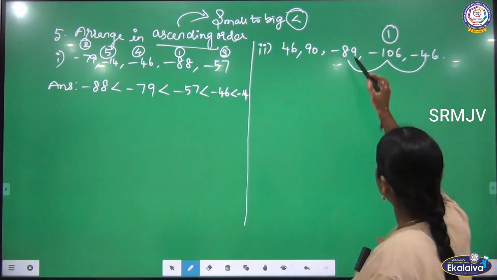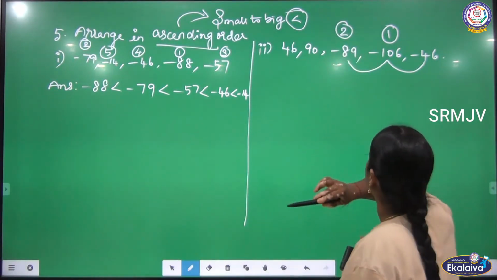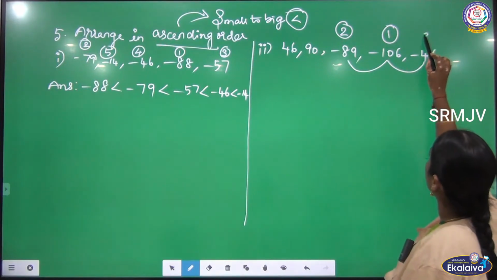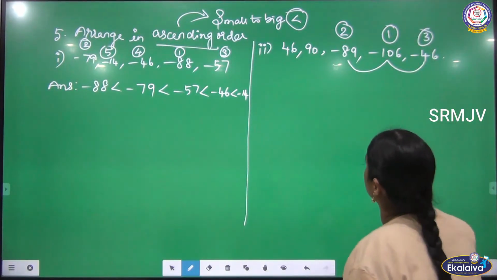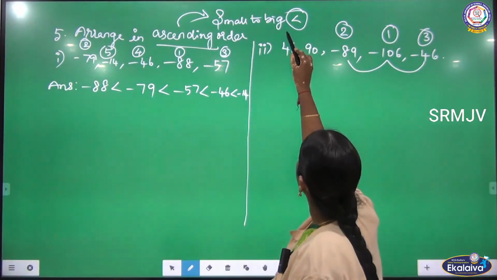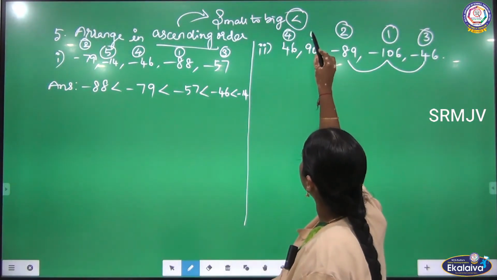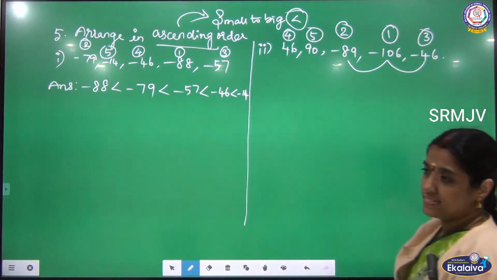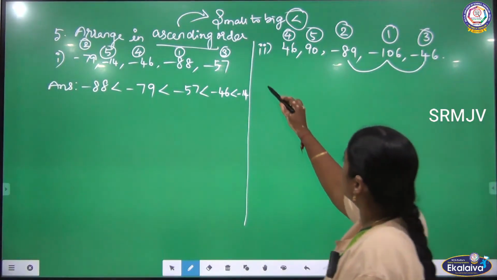And the next one is what? Minus 89. And third one is what? Minus 46. Here you are comparing the positive integers. So fourth one is 46 and fifth one is what? 90. Okay, shall I write this?